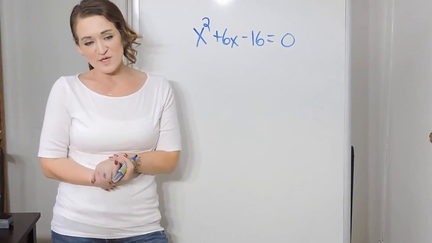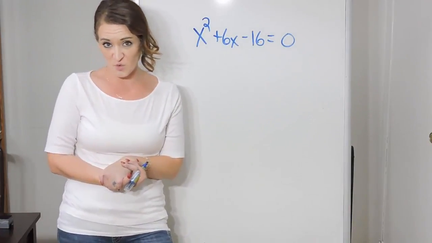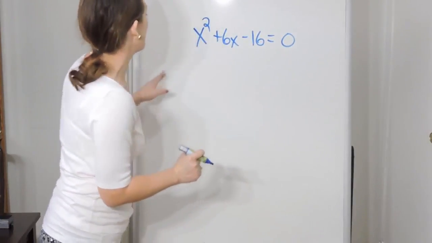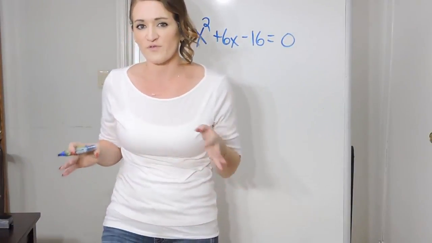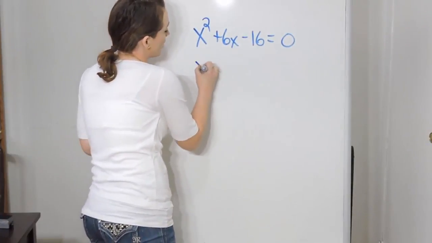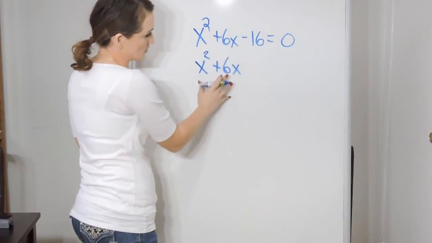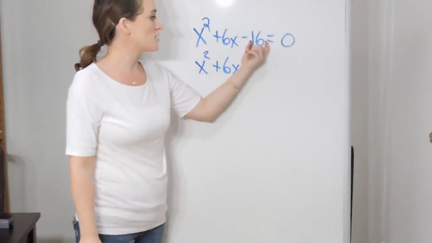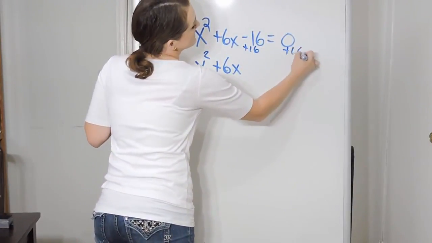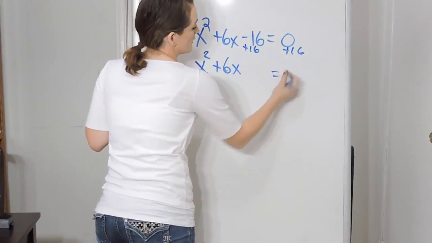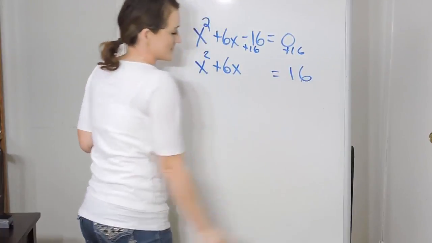Hey guys, so this video is going to focus on how to solve a quadratic equation by completing the square. When it comes to completing the square, the first thing you want to do is make sure the equation is in proper form. In proper form, you're looking for your x squared term and your x term, but you want to move that constant term over to the other side. So if I added 16 to both sides, we're going to have x squared plus 6x is equal to 16.